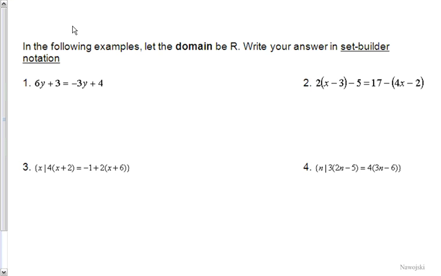Let's remind ourselves how to solve these things. 6y plus 3 equals negative 3y plus 4. Just add 3y to both sides.